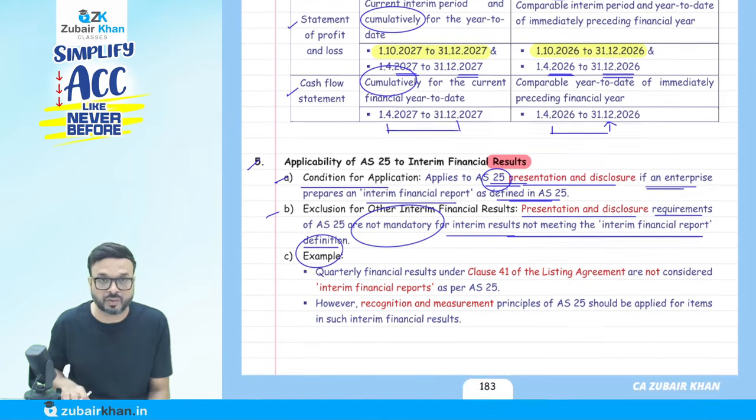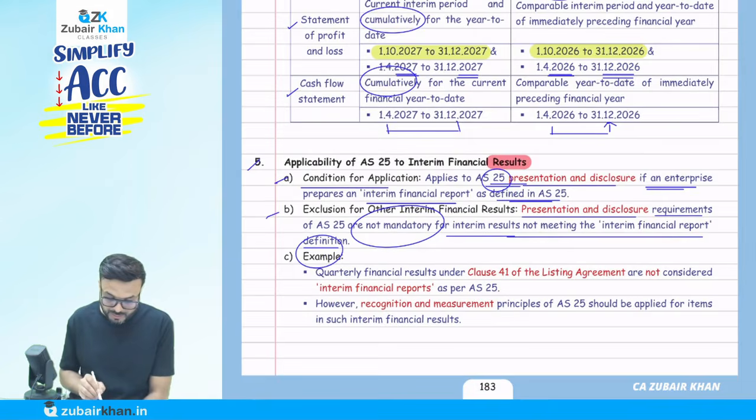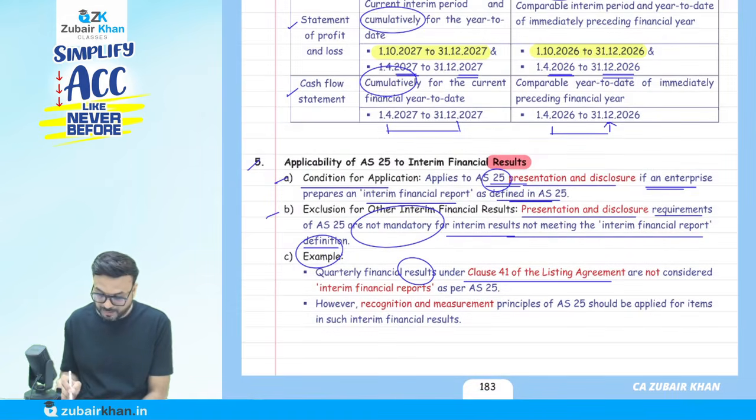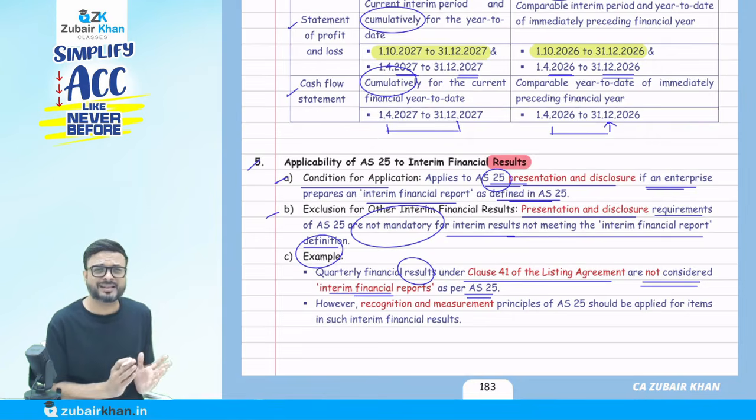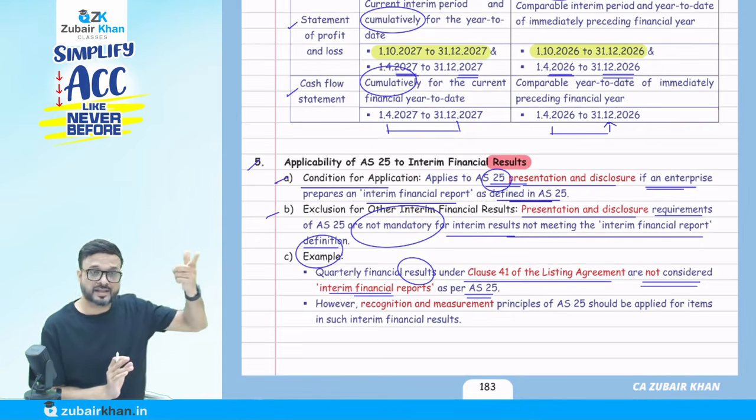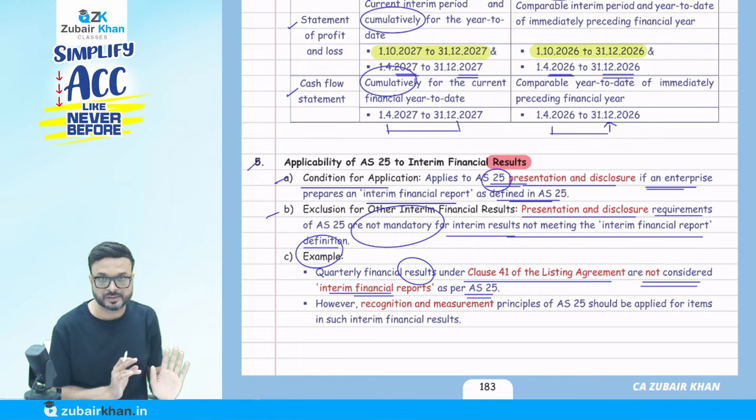Example, it will be easy for you to understand. They say quarterly financial results under clause 41 of the listing agreement are not considered interim financial reports as per AS 25. They are talking about the result. When they say interim financial result, it means the profit or loss. If it is mentioned in clause 41 of the listing agreement, then they will follow that agreement for the purpose of presentation and disclosure.